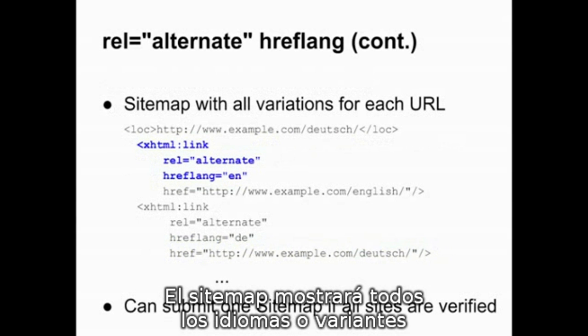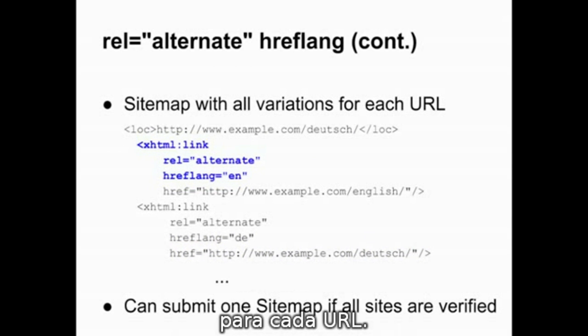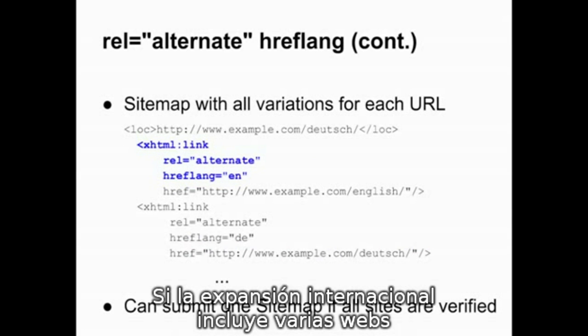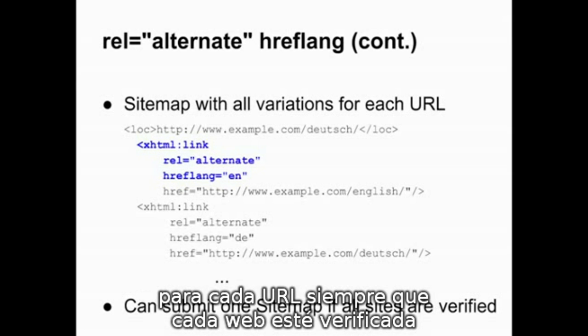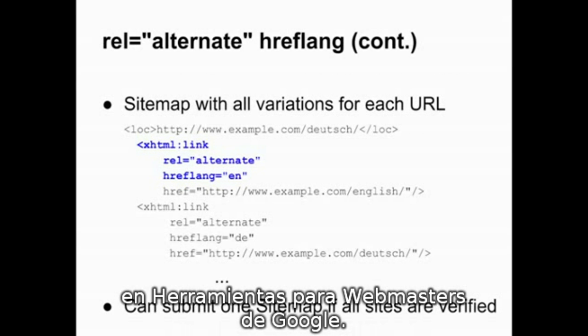The sitemap will list all language or country-based language alternates for each URL. If your international expansion spans across several sites, you can submit just one sitemap listing all alternates for each URL, as long as each of the websites is verified in Google Webmaster Tools.